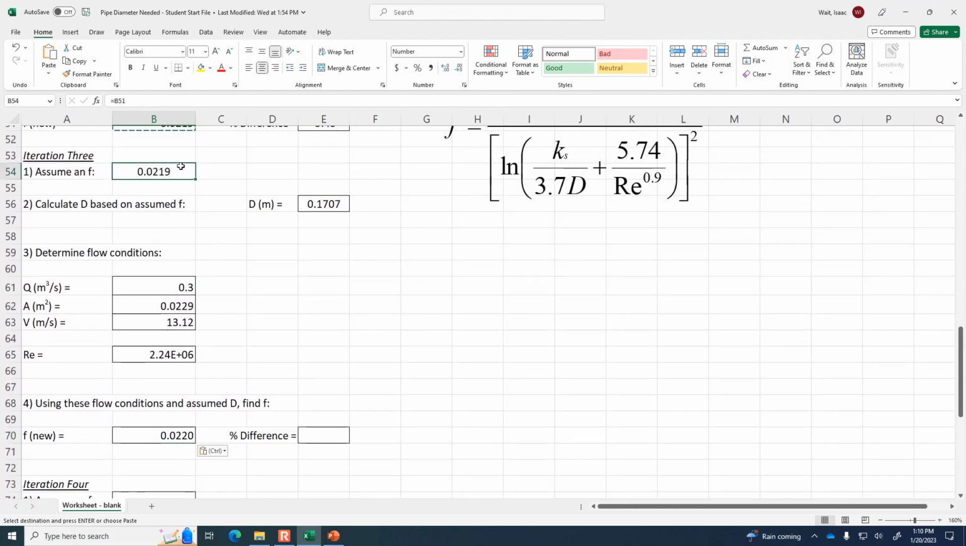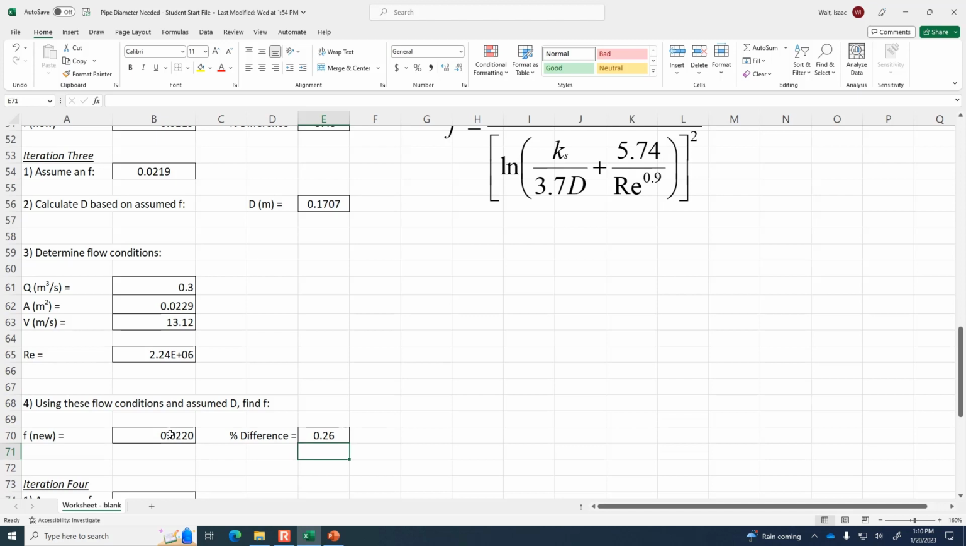It went from 0.0219 to 0.0220. And as a percentage, if I find the percent difference here, I guess I could paste that as well, but now it's just changed 0.26%. It's probably okay for us to stop iterations once the F value stabilizes to 1% or better. So we're already better than that. We're below 1% change. So that tells us that the solution has converged.